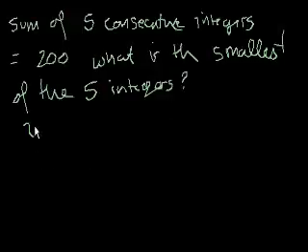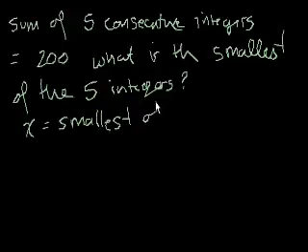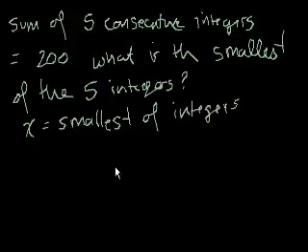So let's say that x is the smallest of the integers. So x is actually what we're going to want to figure out. Well, if x is the smallest, what are the other 4 going to be? We have a total of 5. Well, they're consecutive. Consecutive just means that they follow each other, like 5, 6, 7, 8, 9, 10. All of those are consecutive integers. And if you remember, integers are just whole numbers, so it can't be a fraction or a decimal.